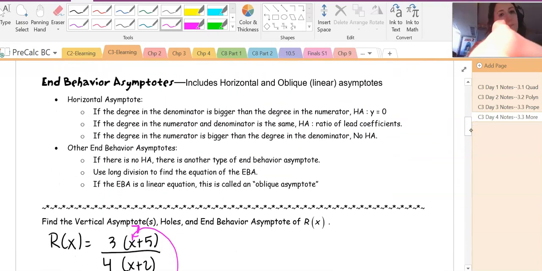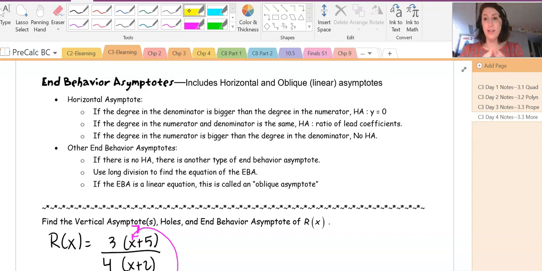End behavior asymptote. Now, last year you were just told about horizontal asymptotes. So a horizontal asymptote is actually a subset of something called an end behavior asymptote. And really what an end behavior asymptote does is it tells you what your end behavior is. Okay, it's an asymptote that determines what your end behavior is. So a horizontal asymptote is one of those things. There's also something called an oblique asymptote, which is an asymptote that is a line. But not all asymptotes are lines.